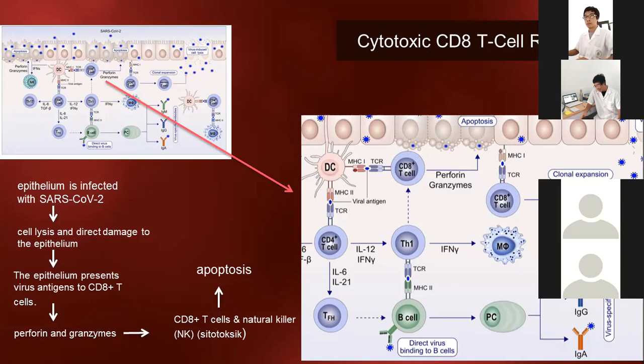In this picture, same as the explanation by Gracia, but I focus on the CD8 plus T cell. The epithelium is infected with SARS-CoV-2, and then the cell lyses, causing direct damage to the epithelium. The epithelium presents virus antigens to the CD8 plus T cell, and they activate the perforin and granzymes. Perforin and granzymes synergize to mediate apoptosis in the target cell, or they can cause apoptosis, or cell death, in the target or infected cell.